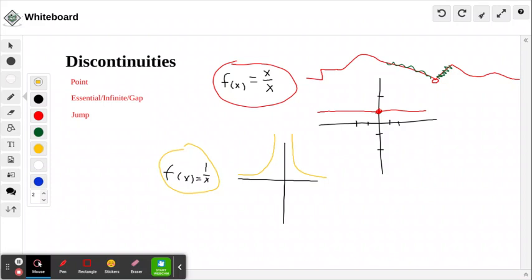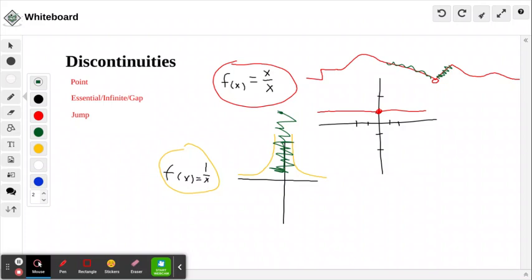And so it just kind of goes and goes and goes. So that is what is called an infinite discontinuity or an essential discontinuity. I have heard it called a gap discontinuity because there's literally a gap in this space in here. And that gap stays the same no matter how high up you go.